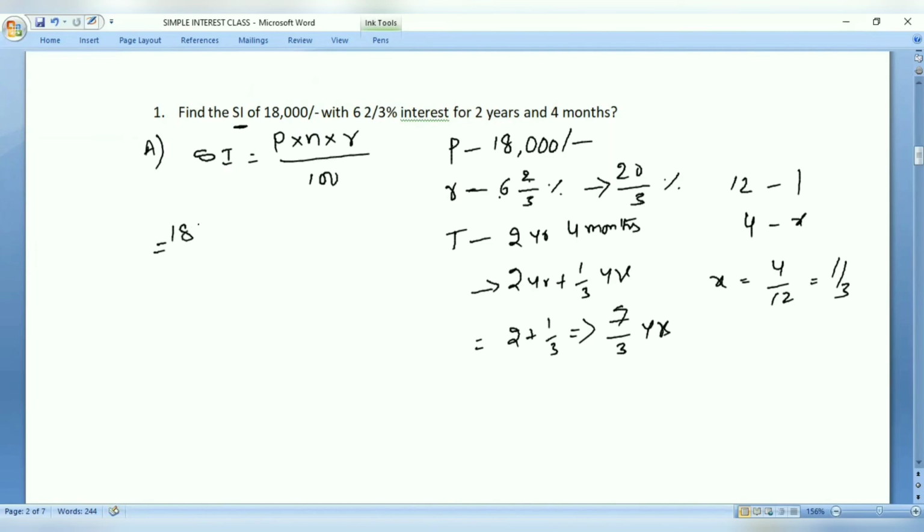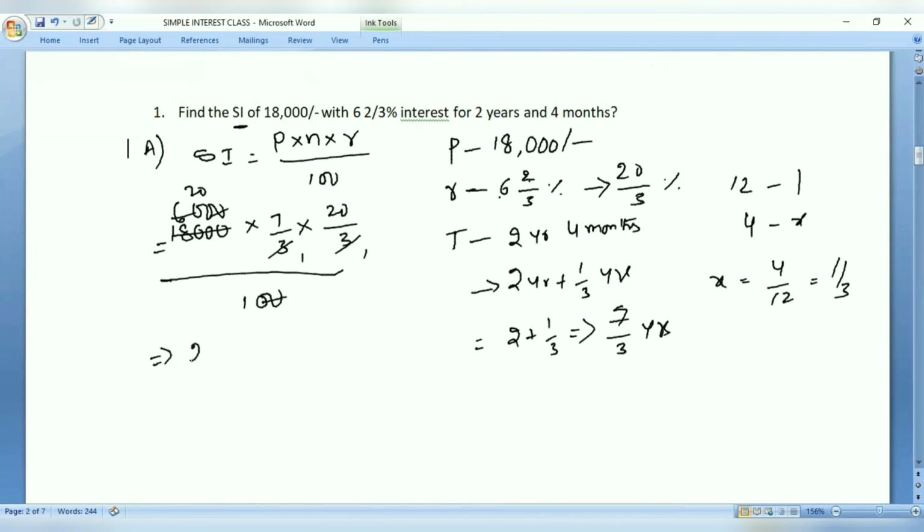So the principal is 18,000, the number of years is 7/3, and your rate of interest is 20/3, whole divided by 100. So 3 ones are 3, 3 sixes are 18, 6,000. So cancel these 2 zeros, these 2 zeros. 3 ones are 3, 20s. So 20 into 20 into 7. Okay, 20 20s are 400, 400 into 7, it becomes 2800. So 2800 rupees is the simple interest.